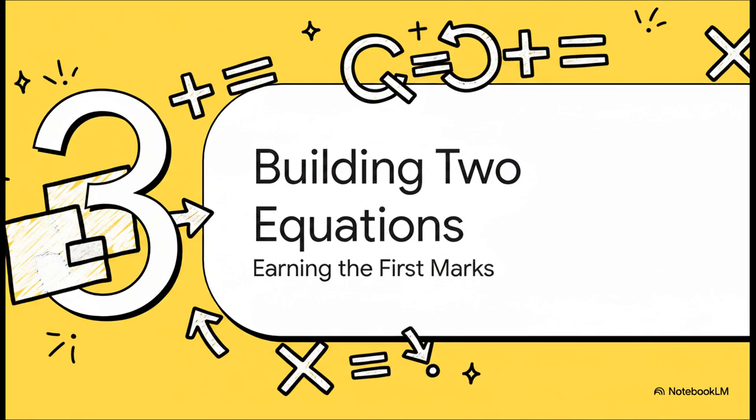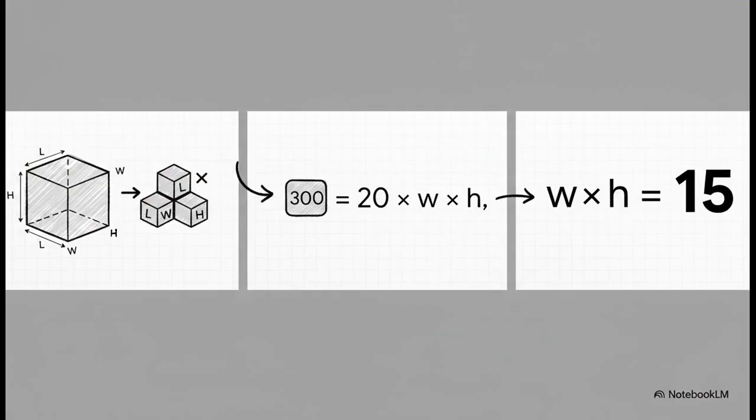All right, let's get our hands dirty and start banking some of these marks. This first part is all about translation, taking the information from the question and turning it into the language of algebra. We need 2 equations. We'll start with the easier one, the volume. We know the formula, length times width times height. So we just plug in what we know.